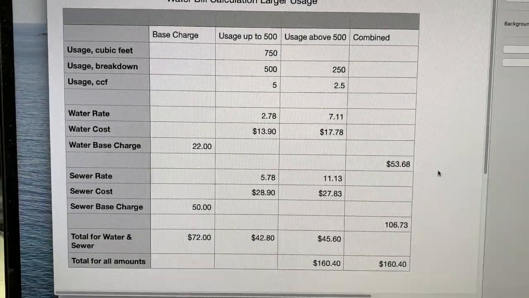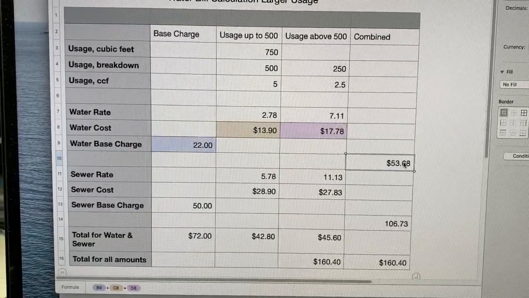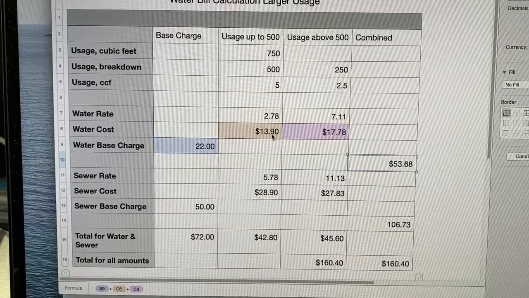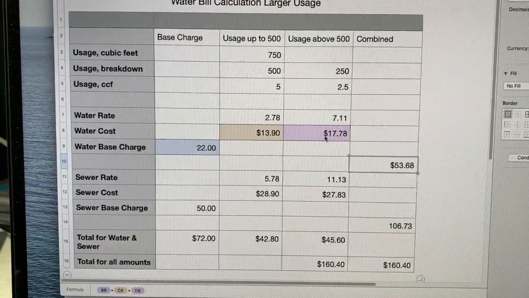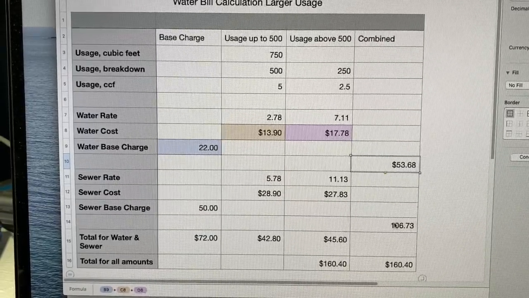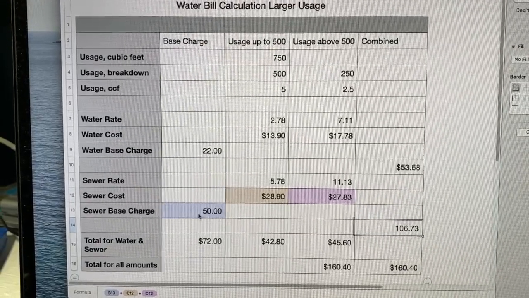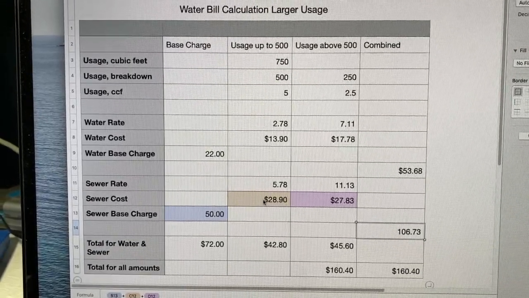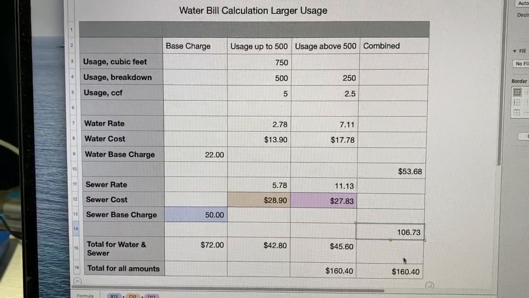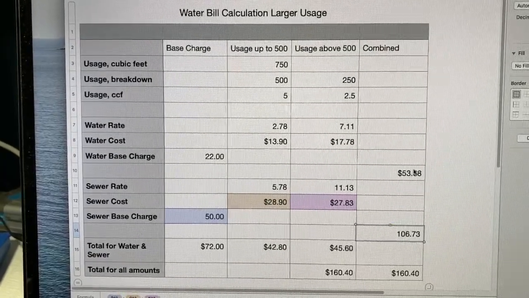Now I just added a fourth column on the right, which would give the numbers you'd actually see on your bill. The water amount would be the base rate plus the first 500 and the second 250, and that would be the total for those. And then for sewage, that would be the number the town would give you, which would be the base rate plus the amount for the first 500 cubic feet and the amount for the extra 250 cubic feet. And I added them up here to show that they come out the same, but this is adding across, and those are the numbers that you would see on your bill.